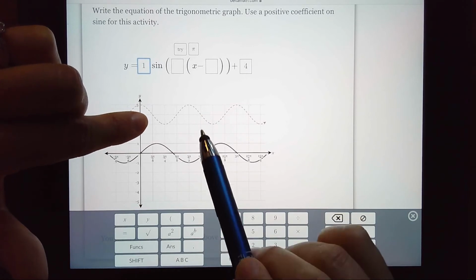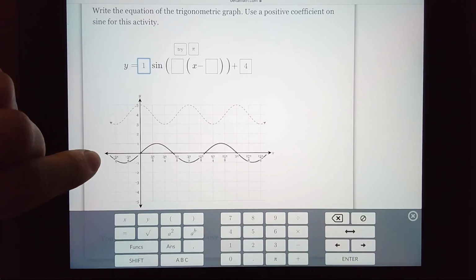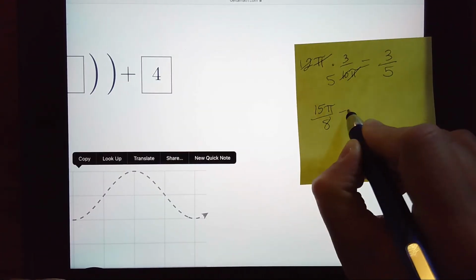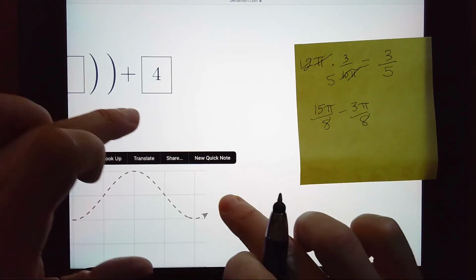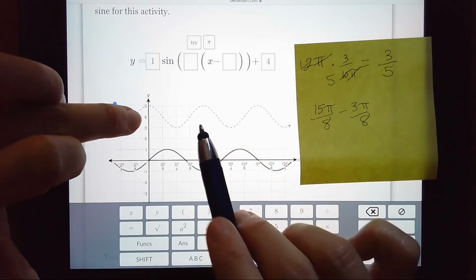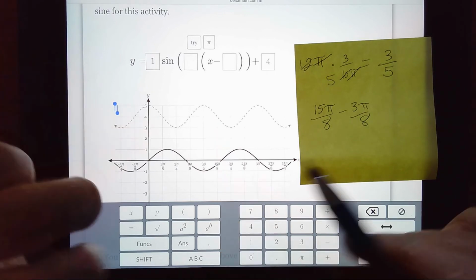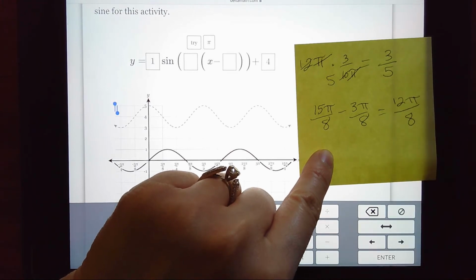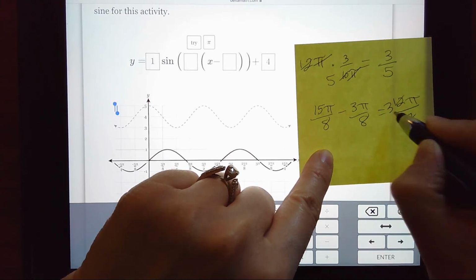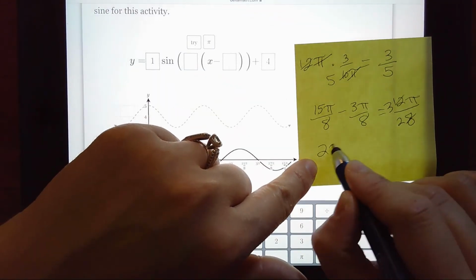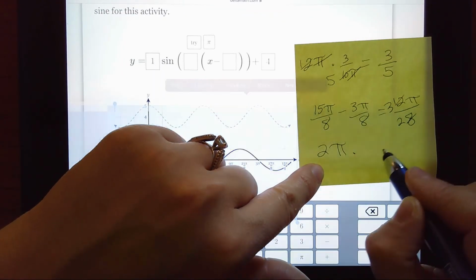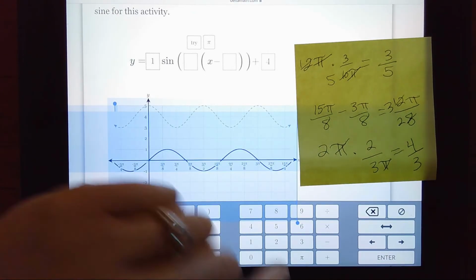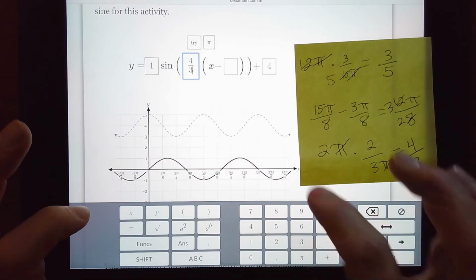So we need to take 15 pi over 8 minus 3 pi over 8, to find the displacement is really what that's called, the difference between those intervals. Middle to middle. 15 minus 3 would be 12 pi over 8. Divide out of 4. So that'd be 3 pi over 2. We take 2 pi divided by that, or times the reciprocal, which is 2 over 3 pi. Pi's would cancel. Multiply straight across to get 4/3. Okay, let's try it all.